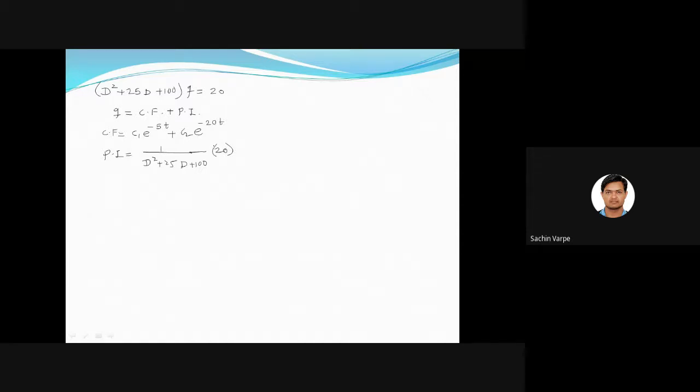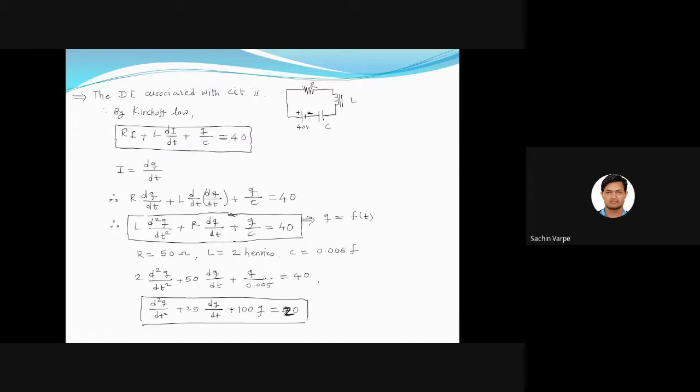As 20 is constant, we can apply the shortcut. What are we doing for the constant function? We replace D by 0. In spite of 20, I think it was 40 on the right hand side. No, actually it is 40 by 2, since we are dividing both sides. Got it. So for 20, we substitute D by 0 as it is constant. So it will be 1 by 100 into 20, that is 1 by 5.